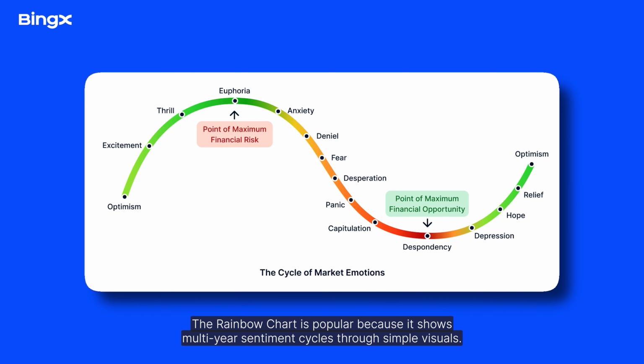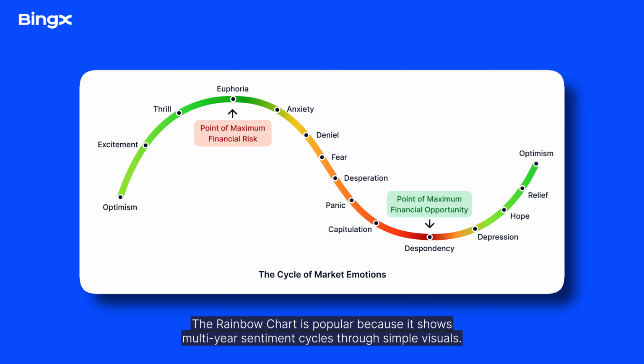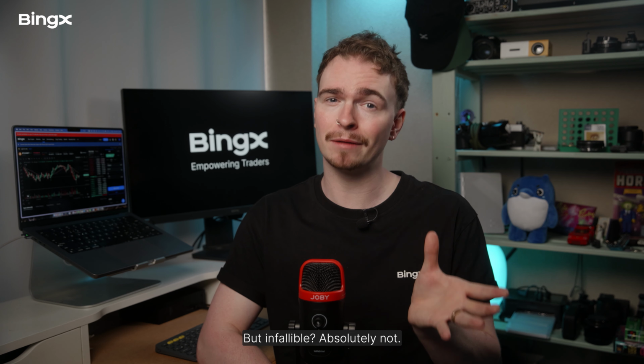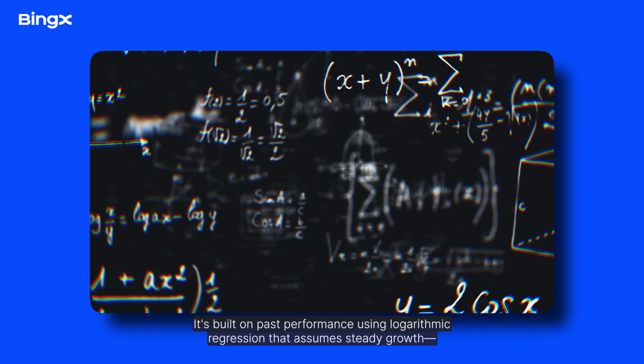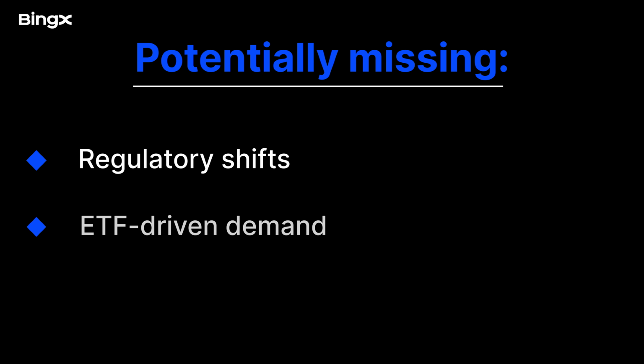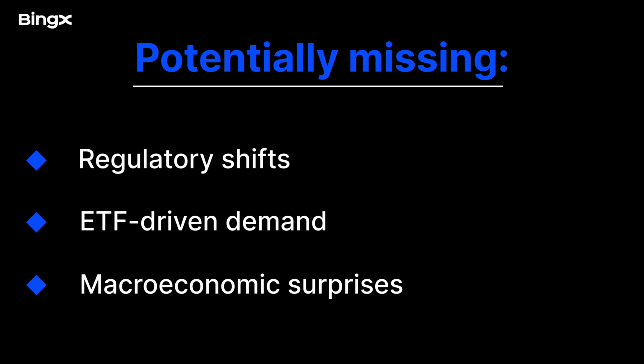The rainbow chart is popular because it shows multi-year sentiment cycles through simple visuals. But infallible? Absolutely not. It's built on past performance using logarithmic regression that assumes steady growth, potentially missing regulatory shifts, ETF-driven demand, or macroeconomic surprises.